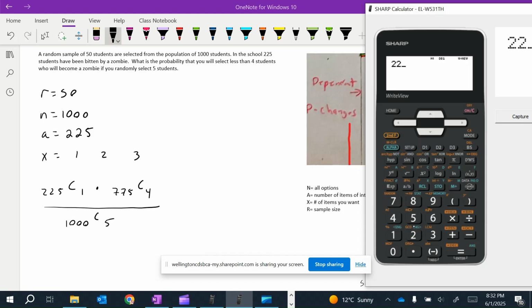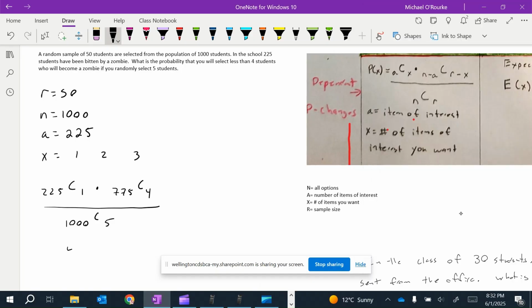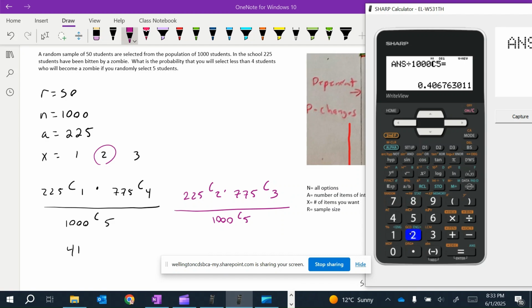So 225 choose 1 times 775 choose 4, divided by 1,000 choose 5. So it's a 41% chance I get one person. Okay? Then my 2 will be 225 choose 2, times 775 choose 3, divided by 1,000 choose 5. Okay?